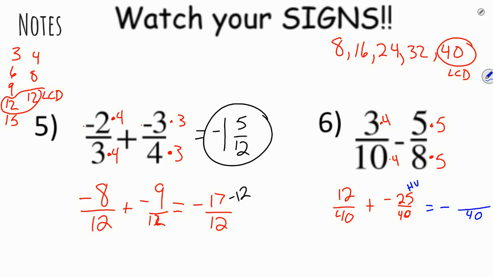Now I got to subtract. Remember, whenever you subtract, you put the higher value on top. So I have to take 25 minus 12 to get my 13. So our answer is a negative 13/40ths. Right, you need to pause this and catch up with your notes.